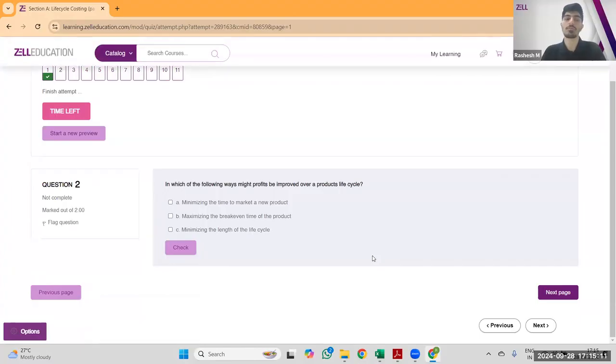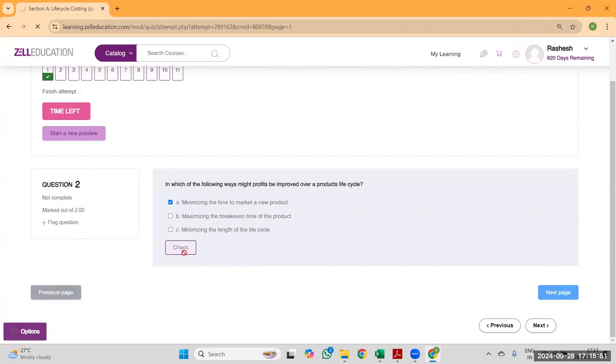All right. In which of the following ways might profits be improved over a life cycle? By minimizing the time to market a new product. Does that help me in making more money? Yes, sir. Okay. Maximizing the break-even time of a product. No. What should it rather be? Minimizing. I want to reach my break-even point as soon as possible. So that's false. And third is minimizing the length of the life cycle. No, it should be maximize. So life cycle costing, fairly easy topic.